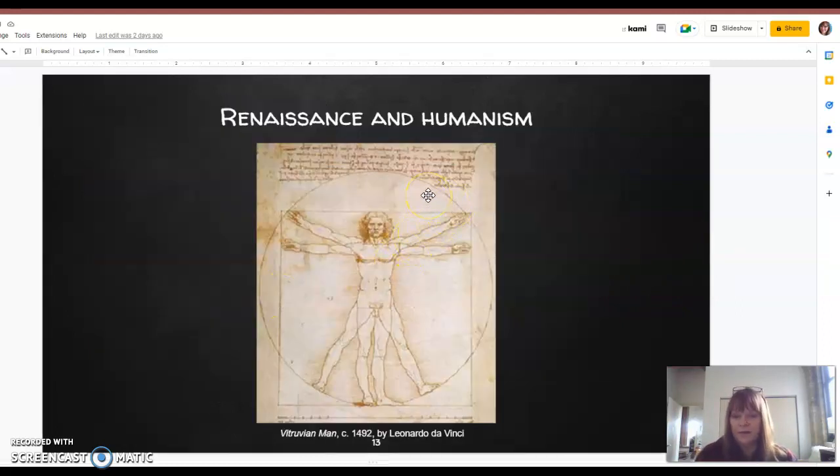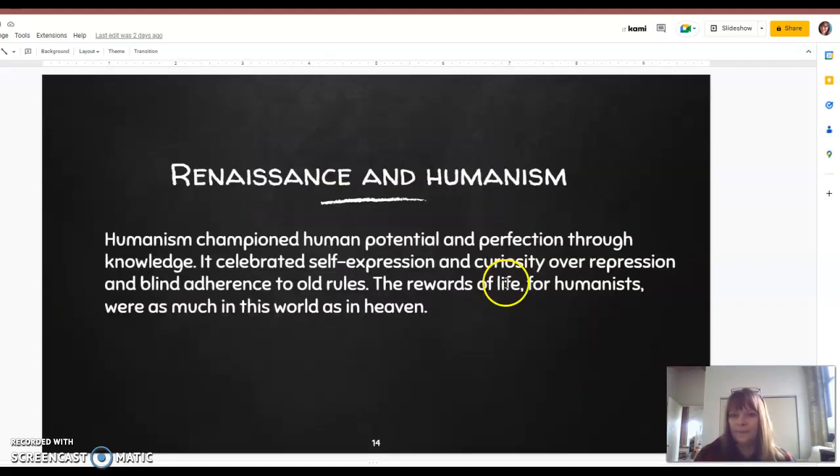So there's the Renaissance and humanism. How do these relate? Hopefully this helps. For me, I like images. And I remember this image. I'm like, I've seen this image lots of times. You may or may not know that Leonardo da Vinci was the artist, and it's called The Vitruvian Man from 1492. But this very much points to humanism.